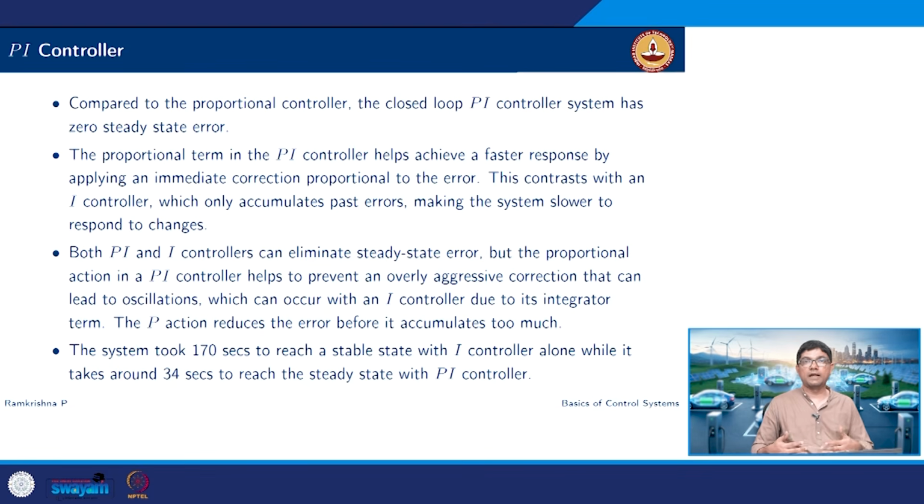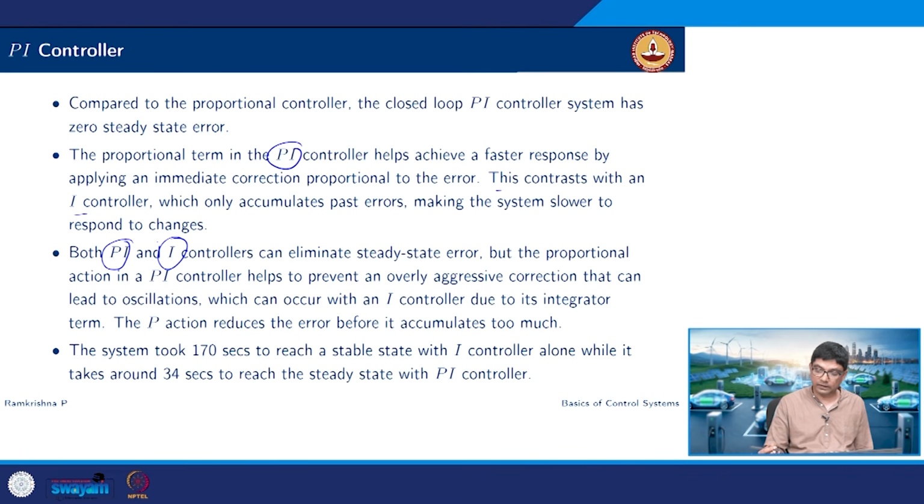The P plus I term helps achieve a faster response by applying an immediate correction action to the proportional error. This contrasts with the I controller, which only accumulates the past error, making the system slower to respond to changes. So P plus I is a better bargain than just I, even though both PI and I completely eliminate the steady state error.